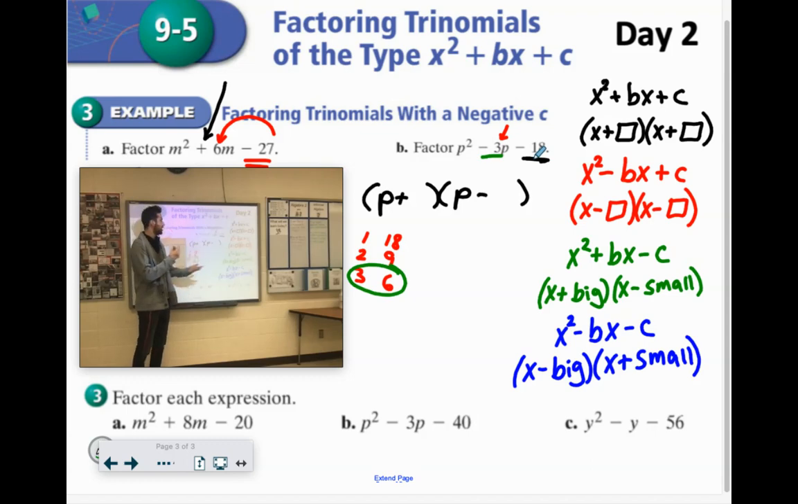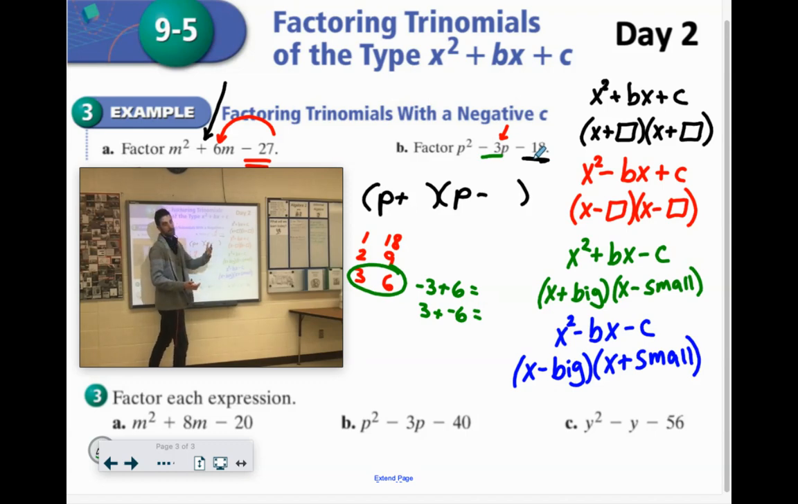Now, how can we make those add up to negative 3? We have two options, negative 3 plus 6, or 3 plus negative 6. We need a set that adds up to negative 3. Negative 3 plus 6 is 3. 3 plus negative 6 gives you the negative 3. So that's what we got to go with. Positive 3 and negative 6.